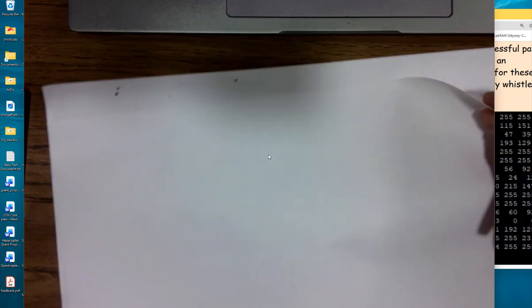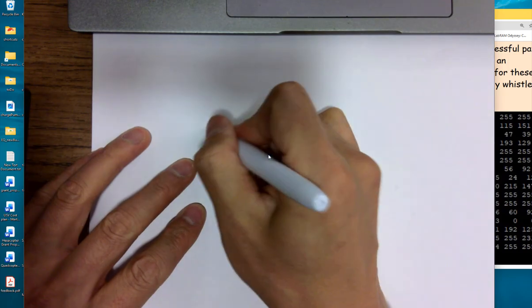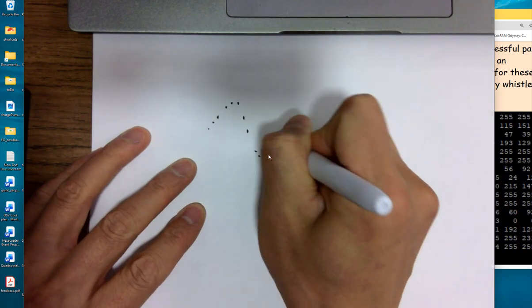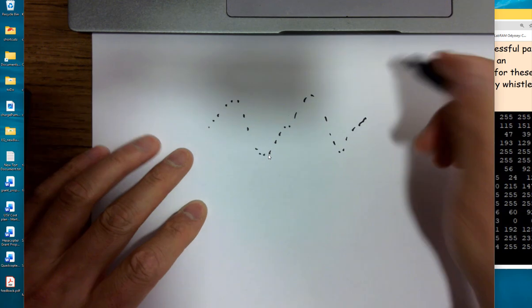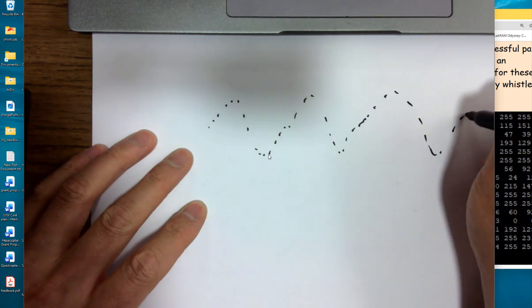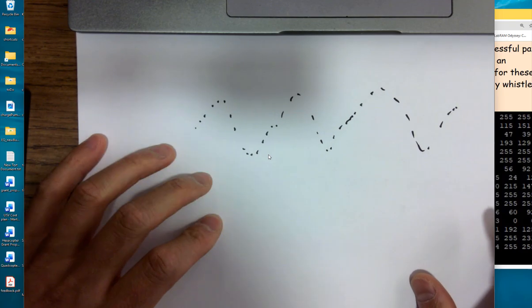For question number 3, what we are going to do is sample that whistling. So it turns out to be a signal like this. And our task here is to measure the frequency and report the frequency of it.